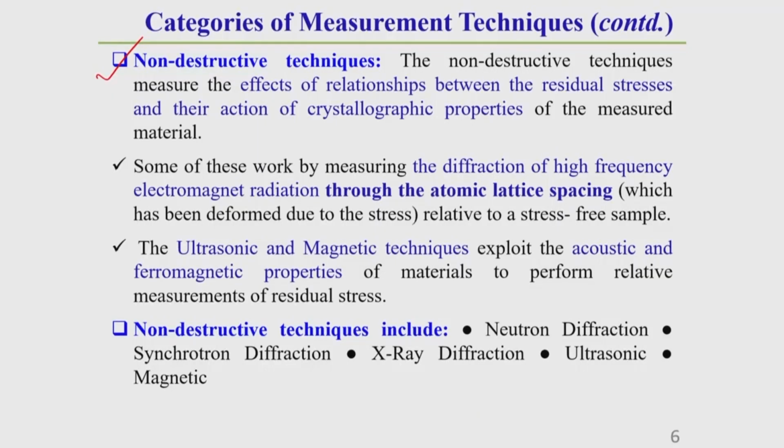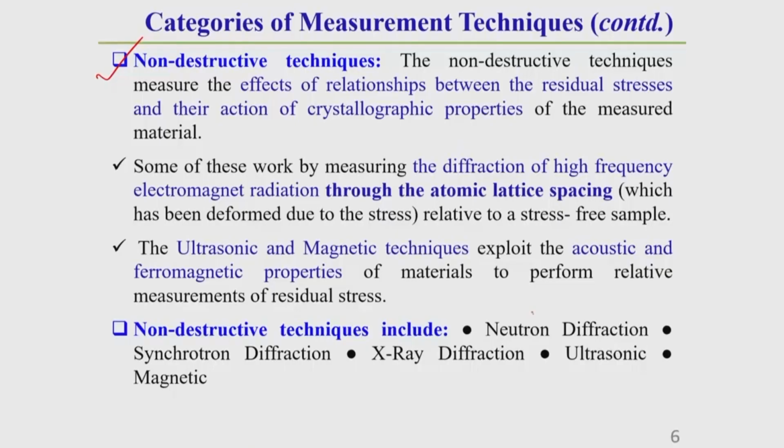So, here we generally use diffraction of high frequency electromagnetic radiation, which occurs through the atomic lattice spacing. This you should keep it in mind. So, I will discuss this in detail in a subsequent slide. Generally, there are different types of non-destructive residual stress techniques, like the neutron diffraction residual stress technique, then the synchrotron diffraction technique, X-ray diffraction techniques, and there are some other non-destructive residual stress techniques, where somewhere we use acoustic property, somewhere we use ferromagnetic property of the material.